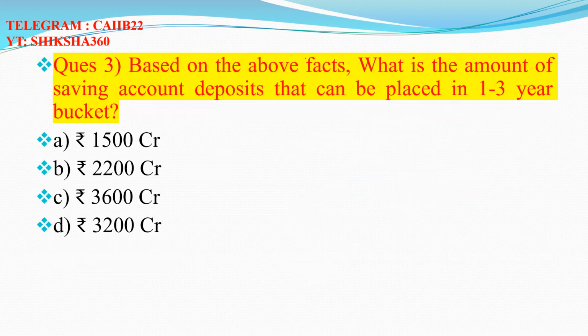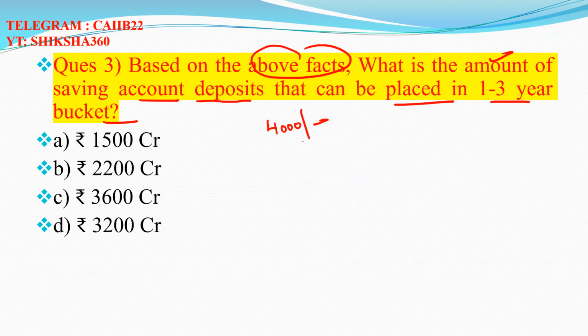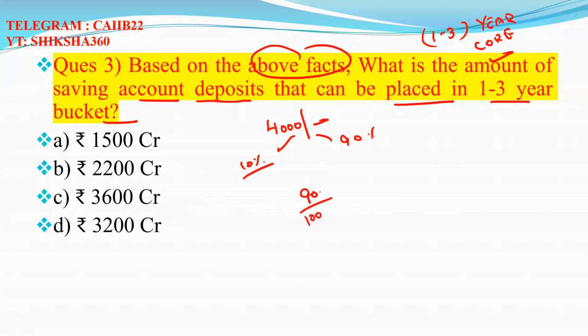Now third question. Based on the above facts, what is the amount of saving account deposits that can be placed in the 1 to 3 year bucket? Total saving deposits are 4,000 crore. Out of that, 10% is volatile and 90% is core. So for the 1 to 3 year bucket, we can say that it is to be core. So 90% of 4,000.